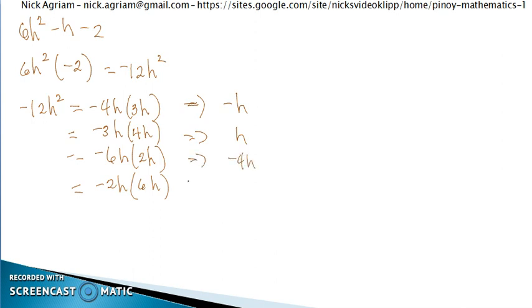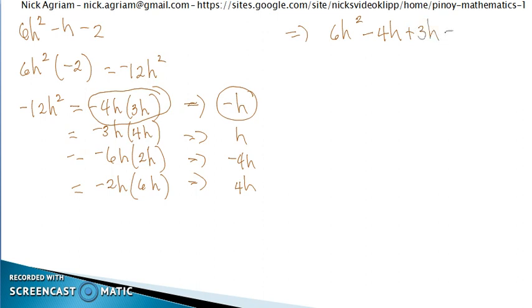and then we have, what will be, 4h. What we need is this one, so we will choose this. Then we will put them in this expression. We have negative 4h, positive 3h, minus 2. Group them together, 6h squared minus 4h plus 3h minus 2. I will group them also.